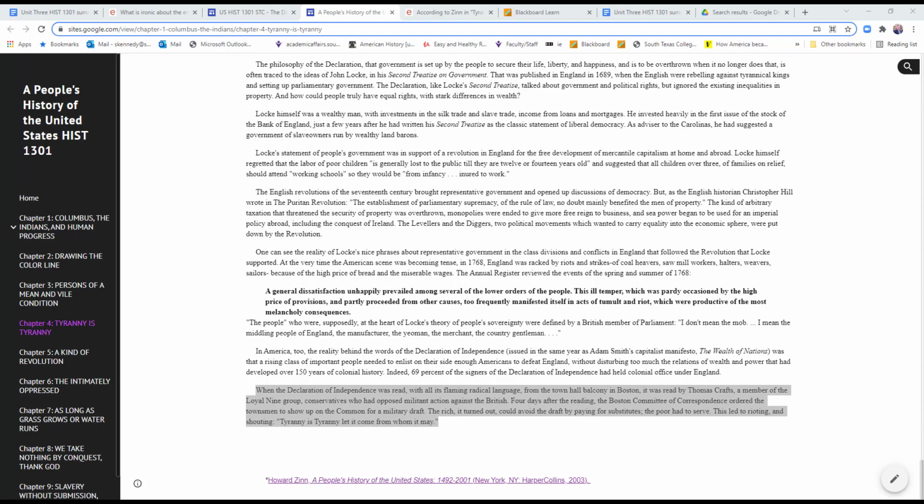The rich, it turned out, could avoid the draft by paying for substitutes. The poor had to serve by law. This led to rioting and shouting. Tyranny is tyranny, let it come from who it may.